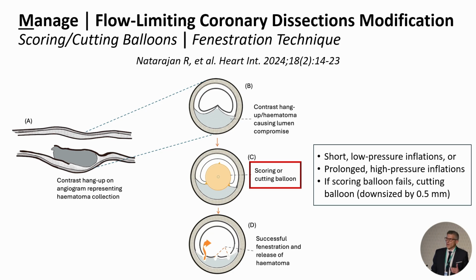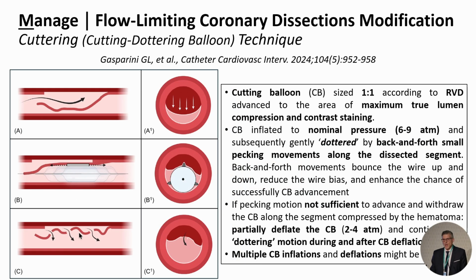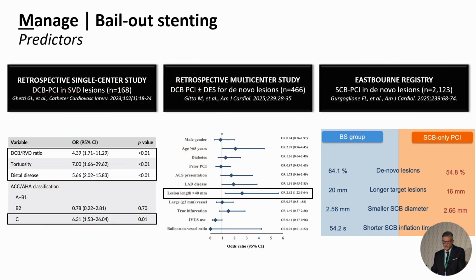DCB treatment. When occlusive coronary artery dissection occurs, this is not the end of the world. We now have modification techniques like the one provided here with scoring and cutting balloons, the so-called fenestration technique, that can help in releasing the hematoma causing the flow compromise. And even in completely occlusive lesions here, the technique suggested by our friend Gabriele Gasparini from Milano, the cutting technique, which combines the inflation of a one-to-one size cutting balloon at the site of the occlusion and some movement back and forth, picking movements, in order to release the hematoma by fenestrating the intima.